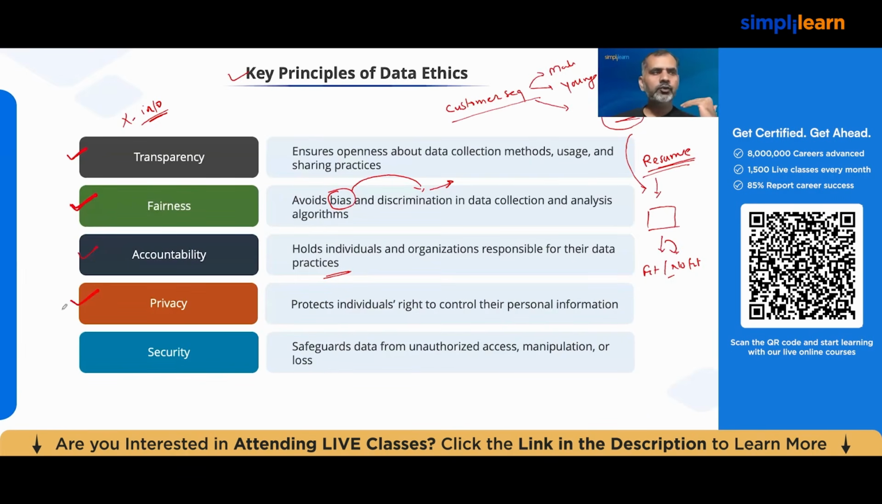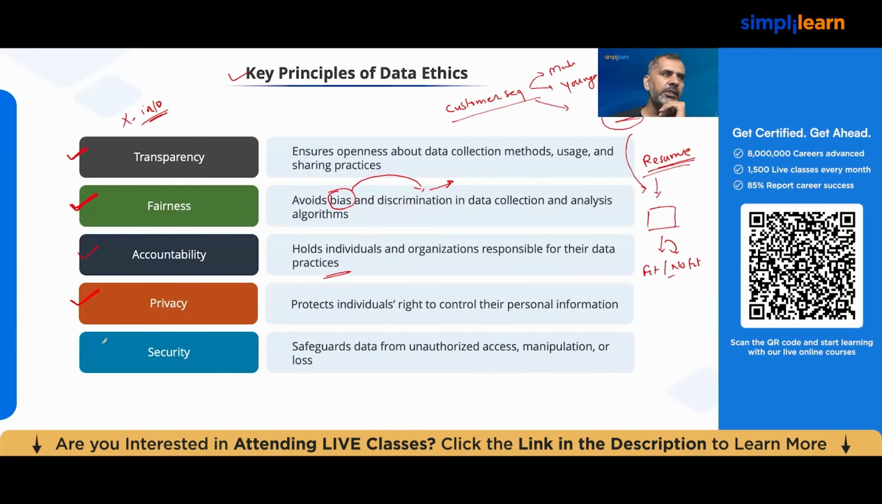Privacy is basically used to protect an individual's right to control their personal information. Every organization and everyone should respect this. So, if the customer is not ready to reveal personal information, you cannot enforce it. You cannot force them to share that.